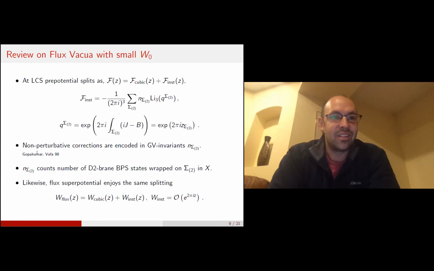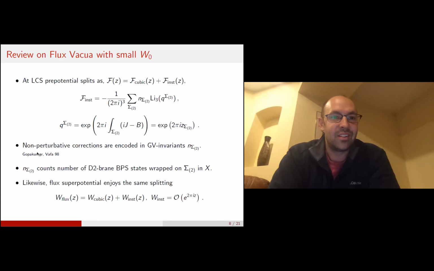Especially, the instanton contributions to the prepotential can be efficiently written in terms of Gopakumar-Vafa invariants and trilogarithms, depending on the volume of mirror cycles. The thing you want to remember is that Gopakumar-Vafa invariants count the number of D2-brane BPS states wrapped on the holomorphic 2-cycles in the mirror. Given that splitting structure, we could also guess that the flux superpotential enjoys the same splitting into cubic terms and instanton terms. And now we ask, is it really possible to find some moduli not?